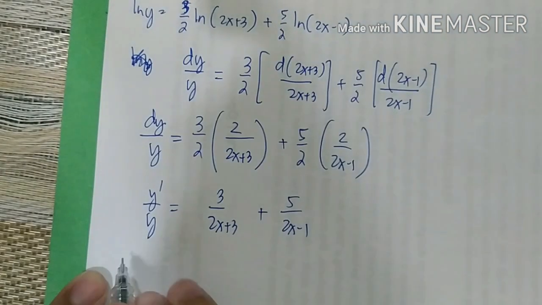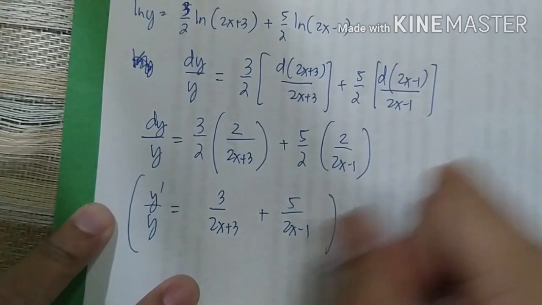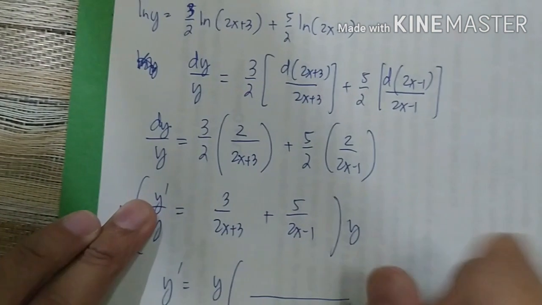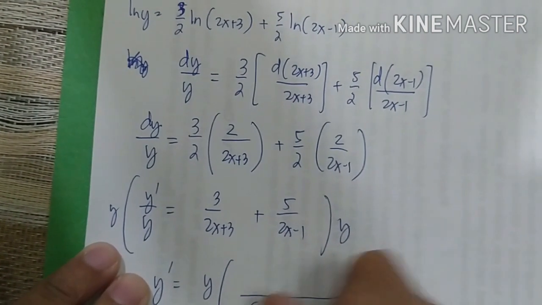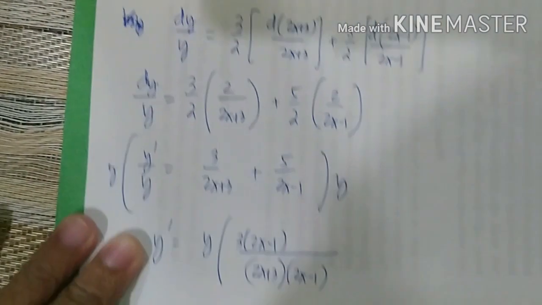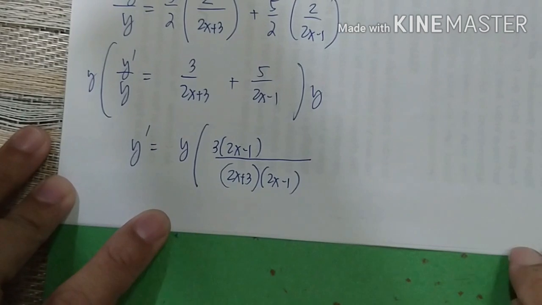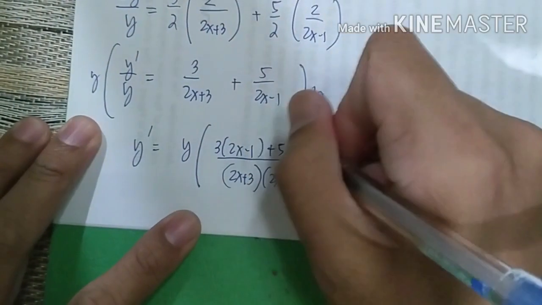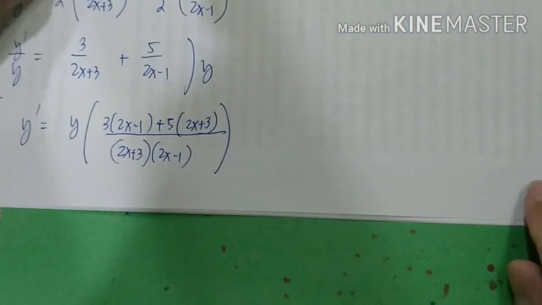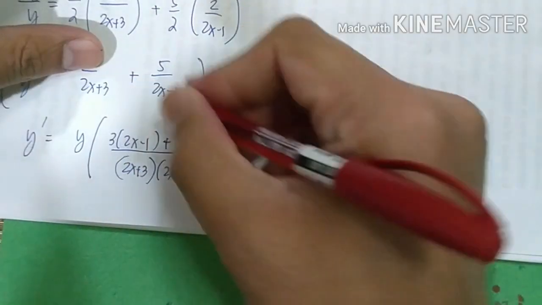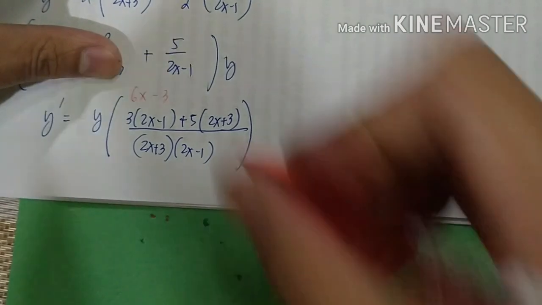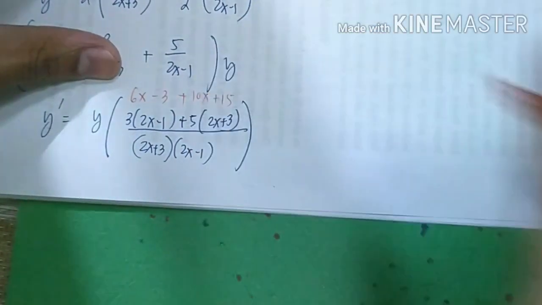So, y prime over y is equal to 3 over 2x plus 3 plus 5 over 2x minus 1. So, multiply ko na lang siya both by y, to solve for the value of y prime. So, y prime is equal to y times... kung gusto mong mag-LCD, okay lang. (2x plus 3)(2x minus 1), 3 times (2x minus 1), LCD lang, plus 5 times (2x plus 3). O, diba? So, simplifying that further. So, didistribute lang natin yon. So, magiging 6x minus 3. Ito ay magiging 10x plus 15.